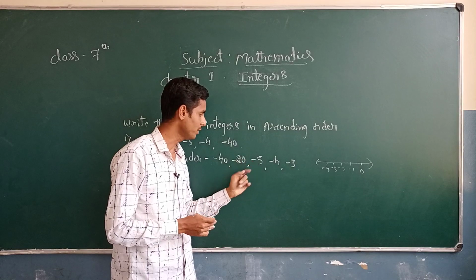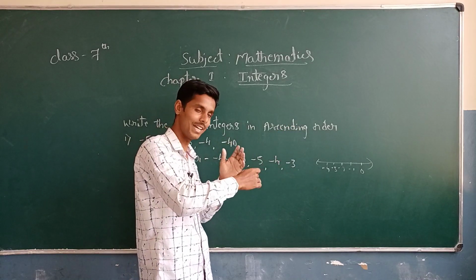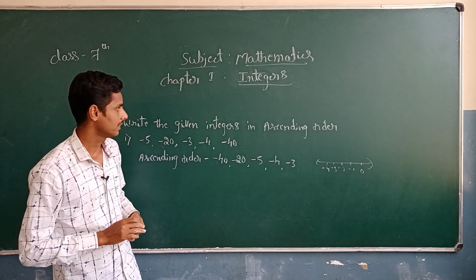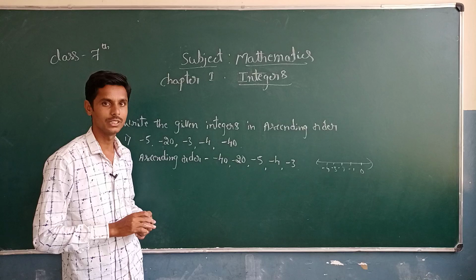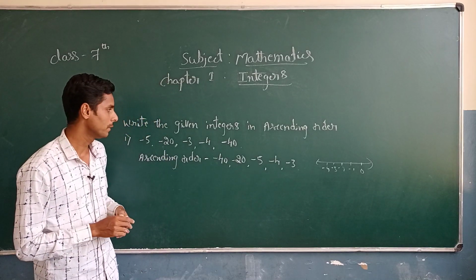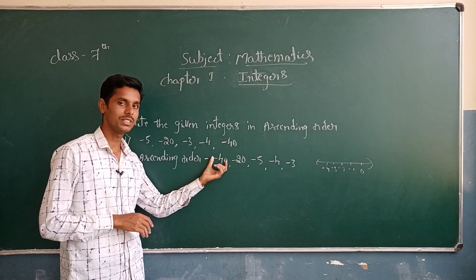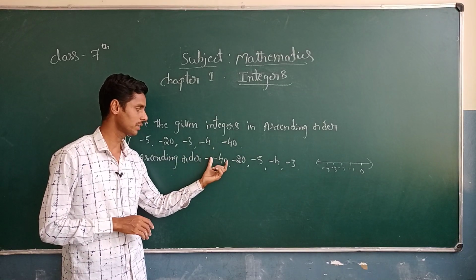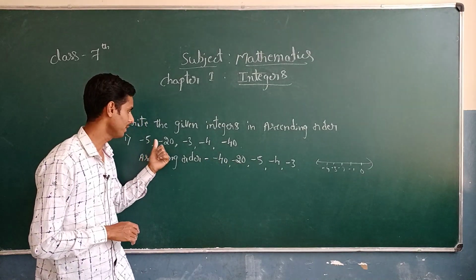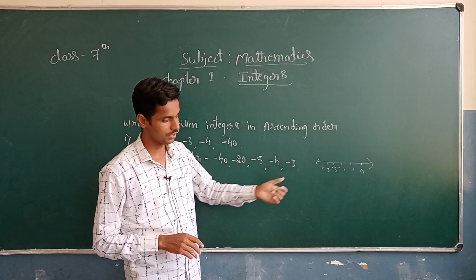After that, minus 5 will come. After that, minus 4 will come. After that, minus 3 will come. Like this, we have to write the ascending order. Did you understand? Since minus 40 has a minus sign, it is a very lesser number. So after that we have minus 20. So minus 5, minus 4, minus 3.